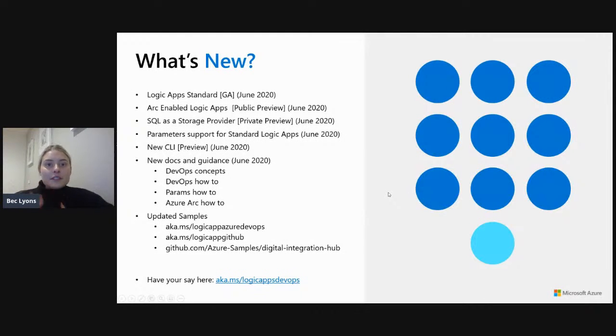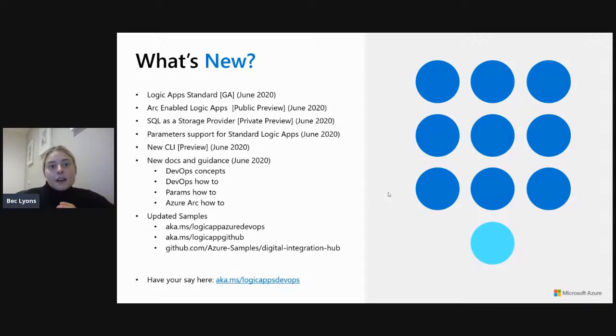Okay, so I'm going to breeze through this because there's a lot that's new over the last couple of months, particularly June with Build and Integrate and all the goodness in between. So we did go GA with Logic Apps Standard last month in June.